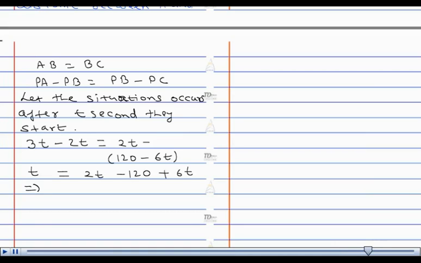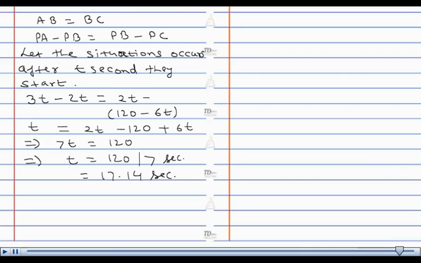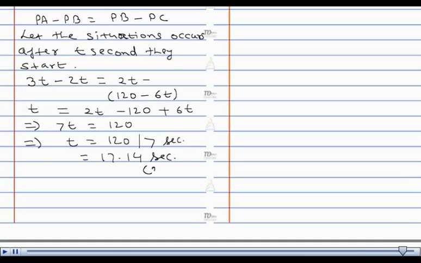This implies 7t is equal to 120. This implies t is equal to 120 by 7 seconds. On simplifying, we get the answer is 17.14 seconds. Hence, option is second.